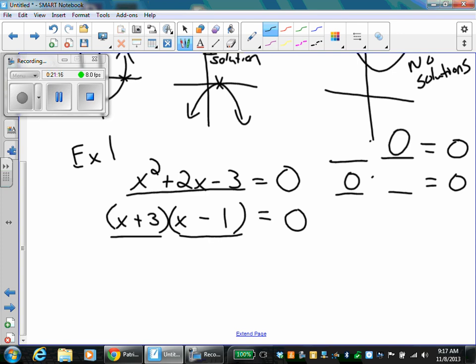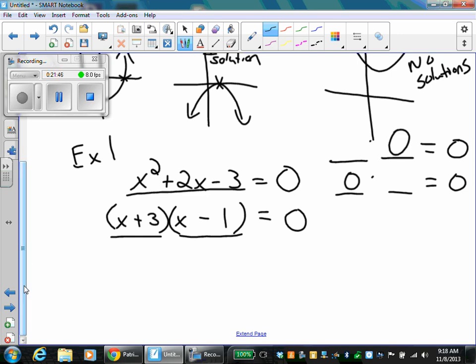So what are you telling me about these two blanks? What would make this whole blank 0 if x were what? No, 0 plus 3 is 3. Negative 3, right? Because a negative 3 and a positive 3 would make this whole blank 0. That's one of your answers. What would make this whole blank 0? 1. 1 minus 1, the whole thing would be 0, right? That's your other answer.